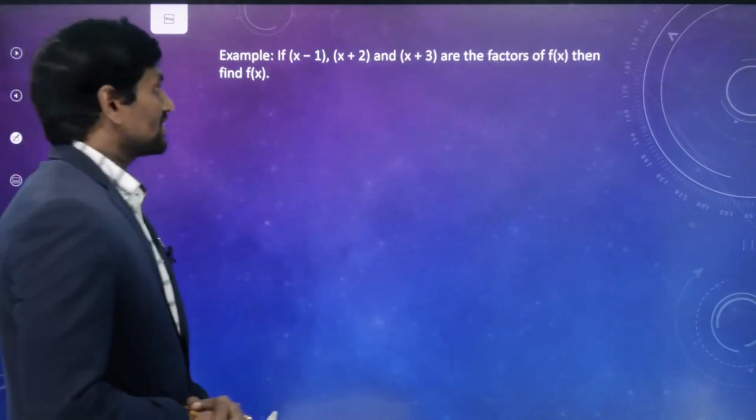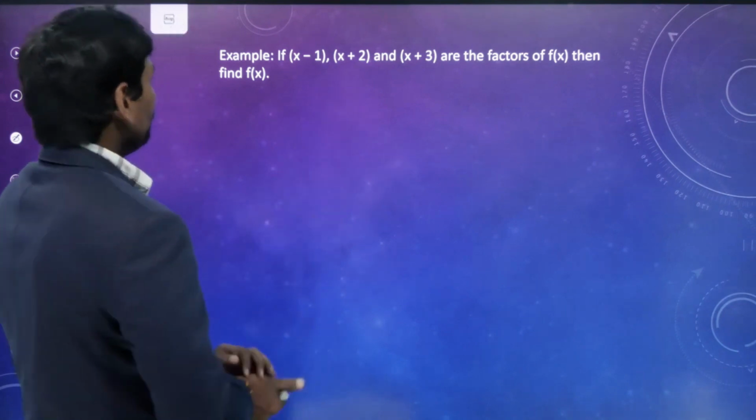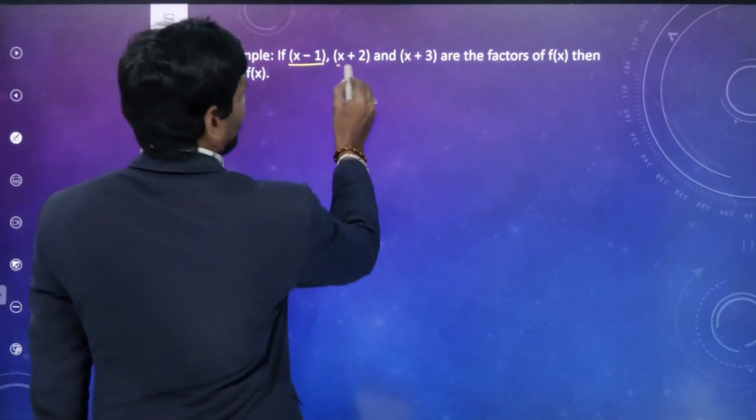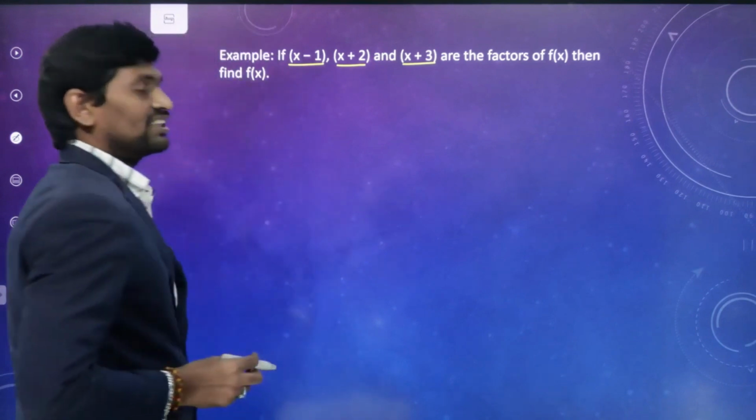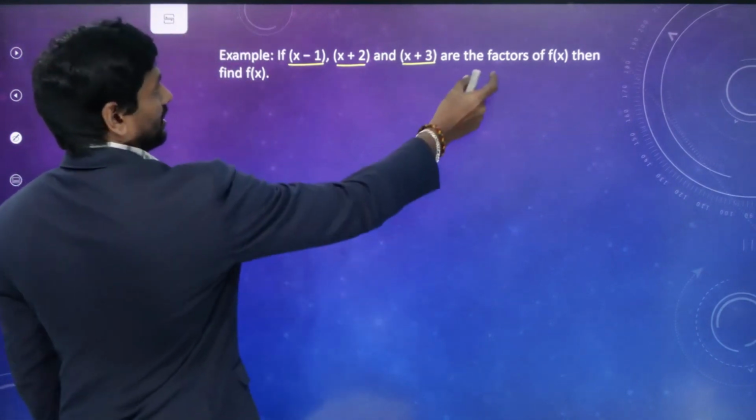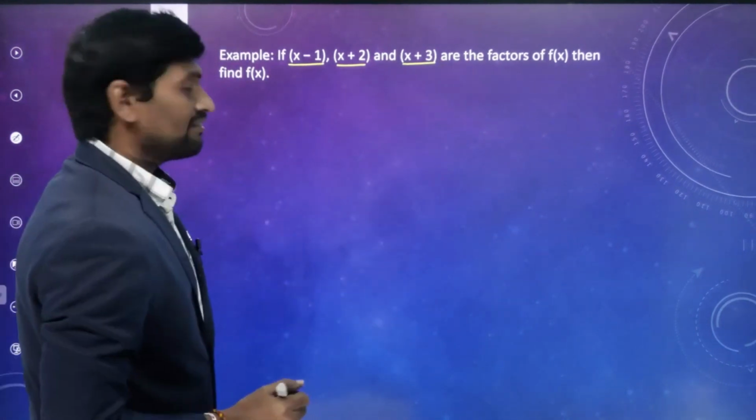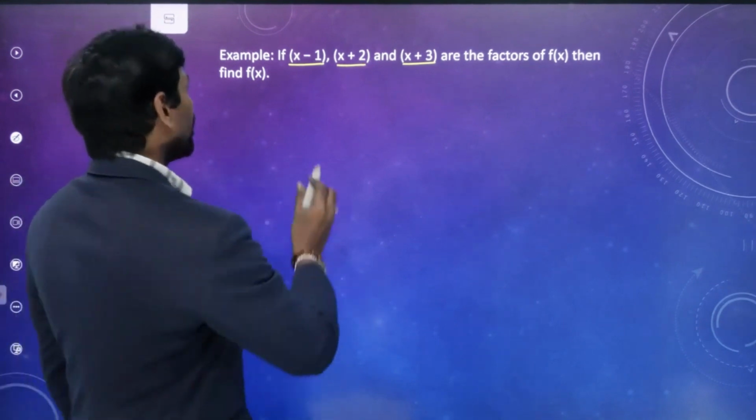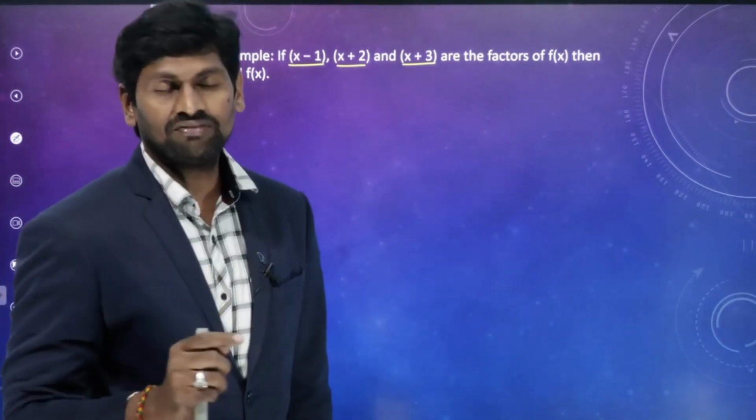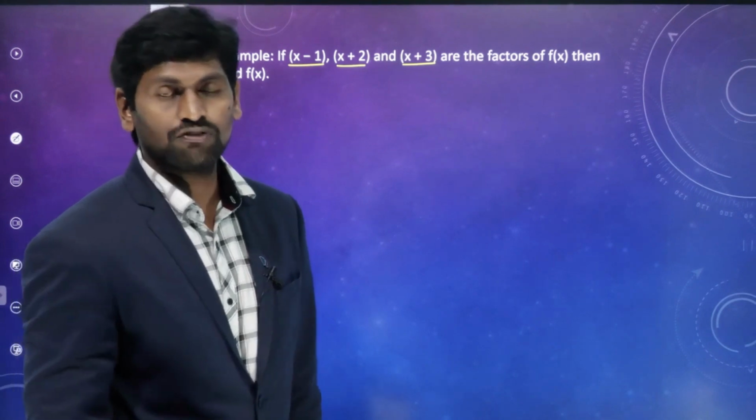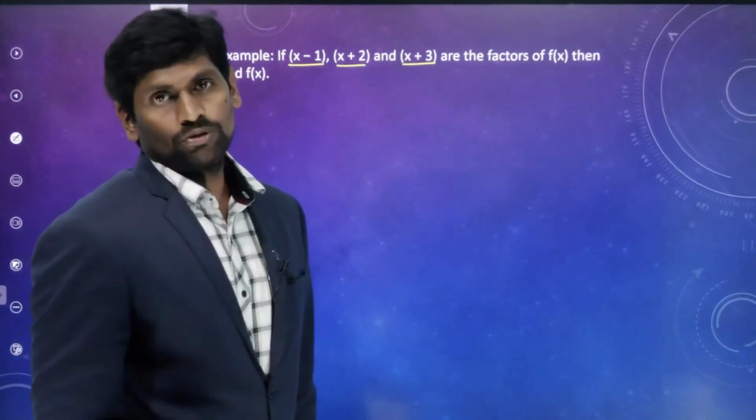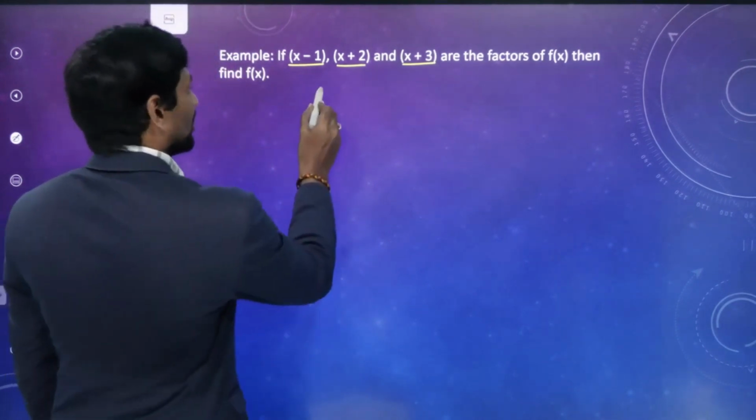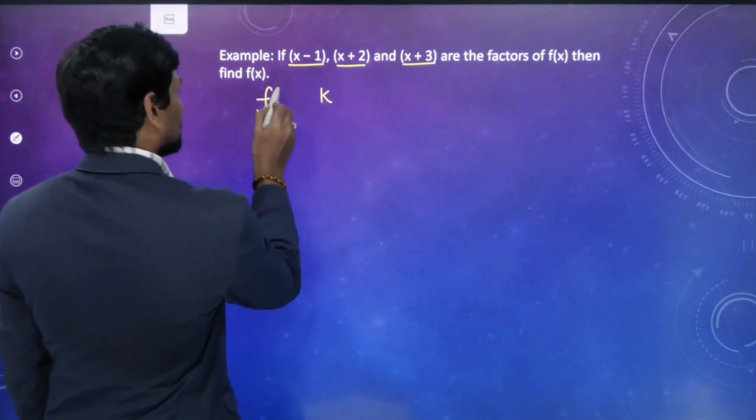Right. So let us see one of the example. x minus 1, x plus 2, x plus 3 are the factors of f of x. Then we need to find the polynomial. That means three factors are given. We need to express these three factors in the form of a cubic polynomial. What is the cubic polynomial we discussed?